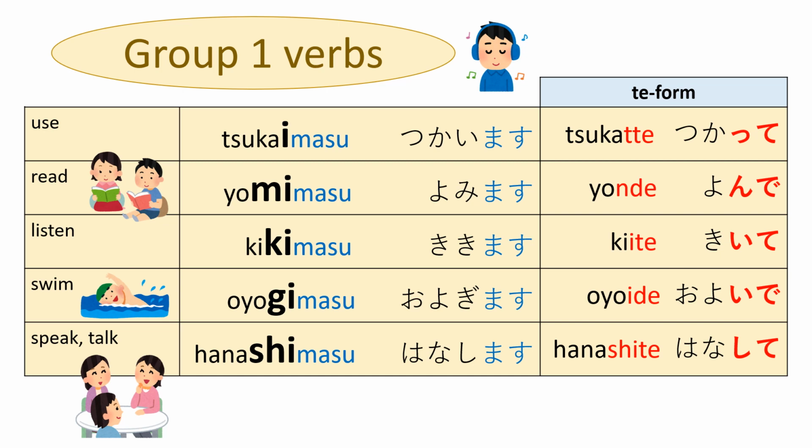If we look at the verbs on the chart here, the verb to use, tsukaimasu. So the sound before masu is i. And next one, to read, yomimasu. So the sound before masu is mi. And listen, kikimasu. The sound before masu is ki. And swim, oyogimasu. So the sound before masu is gi. And speak and talk, hanashimasu. So the sound before masu is shi.